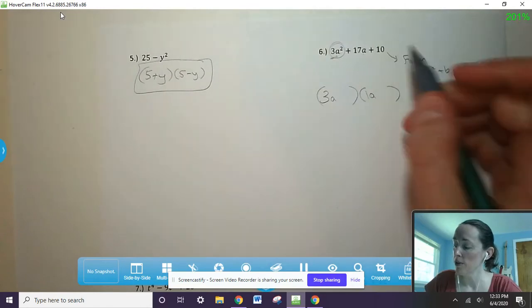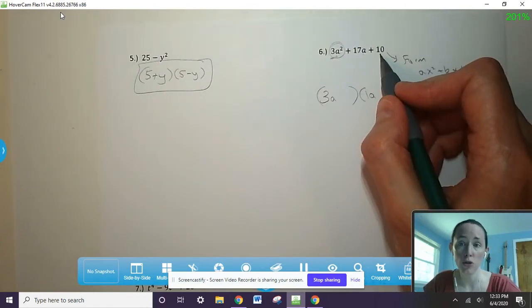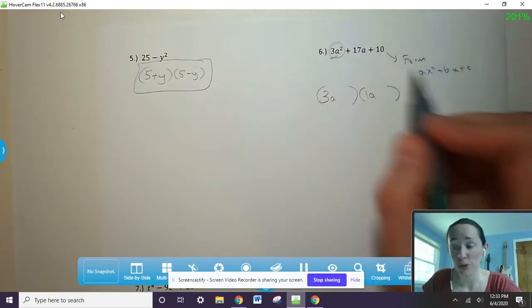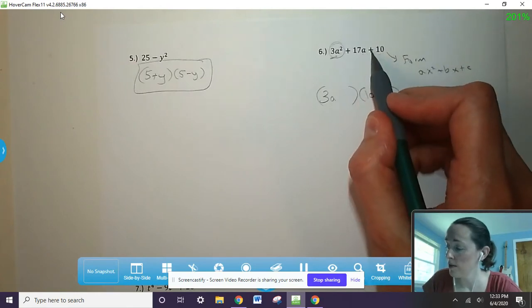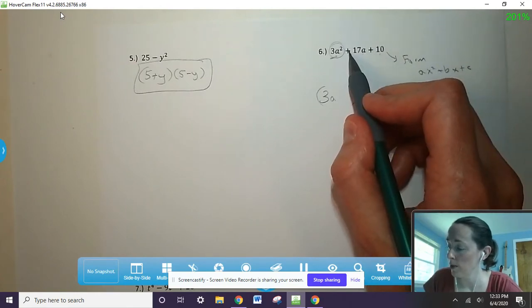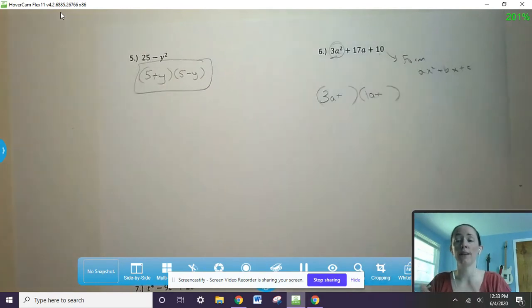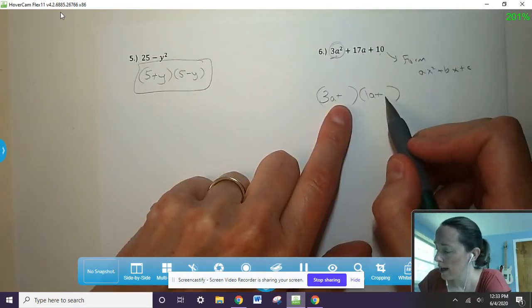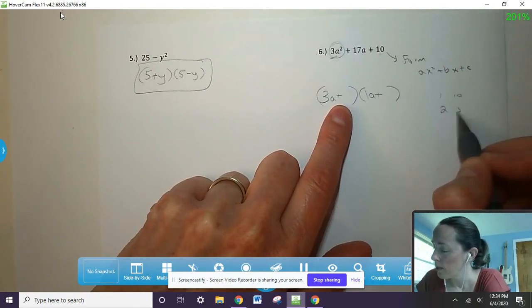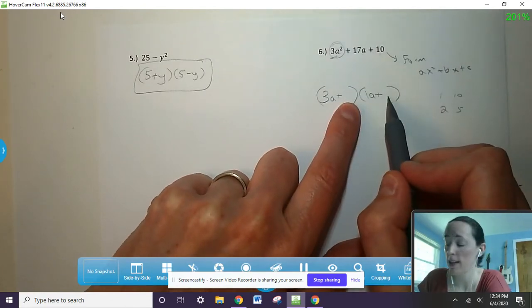10 can be broken down different ways. It could be 1 and 10 or 5 and 2. But we have some extra clues here. Since this is positive and this is positive, they're both going to be positive. That's the only way you're going to multiply to a positive and add to a positive. So thinking about 1 and 10 and 2 and 5, if I put 1 here and 10 here, you should see pretty quickly that doesn't work.